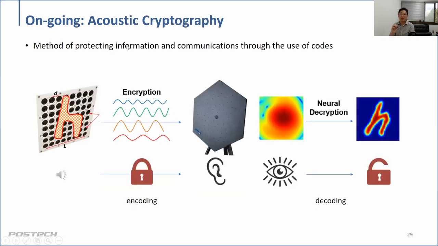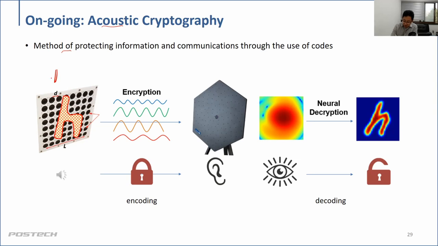This one is very interesting. Something that I like is acoustic cryptography. Cryptography is a method of protecting information communicated through the use of code. If I'm a sender, and we have senders and receivers, I want to send useful information without letting others know, right? I want to send information in a very secure manner.